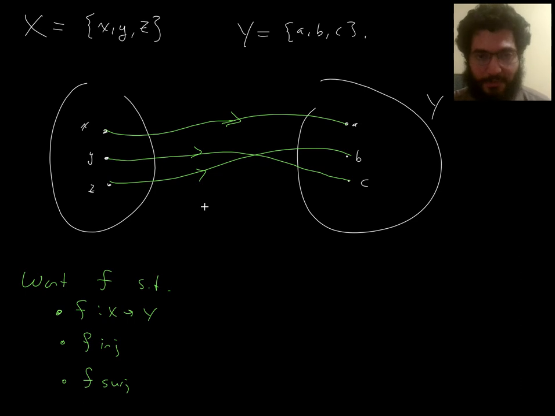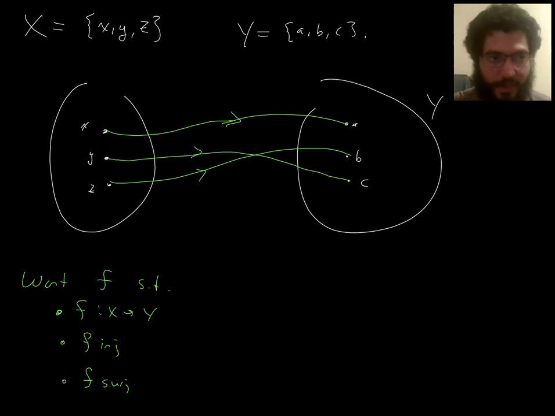Sometimes, for, I hope, obvious reasons, a bijection is called a one-to-one correspondence between two sets. So a bijection from capital X to capital Y is called a one-to-one correspondence between the elements of X and the elements of Y. So everybody from here gets exactly one friend from there, and nobody on either side is left friendless.